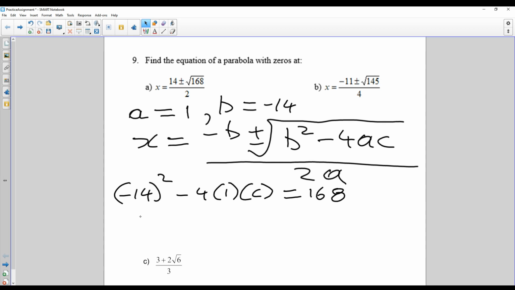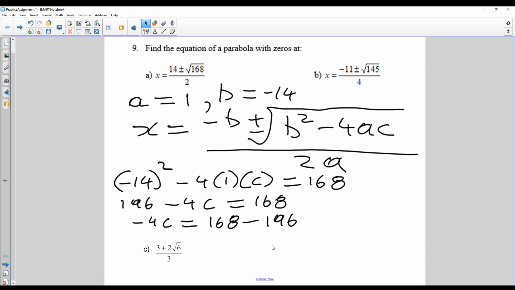So minus 14 squared is, I'm going to say 196. Folks, double check that. That's straight out of my head here. So you want to double check that. And this is minus 4c. Minus 4 times 1 is minus 4, times c, minus 4c, is equal to 168. Okay. So we're just solving an equation here now. So minus 4c is equal to 168 minus 196. Okay, I'm going to move this down some. Let me put it over here for now.